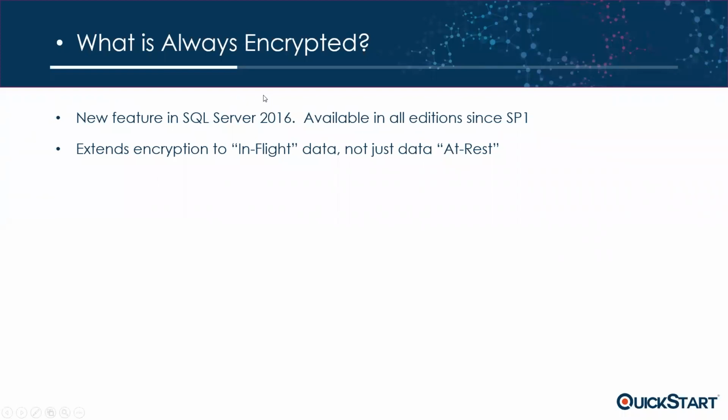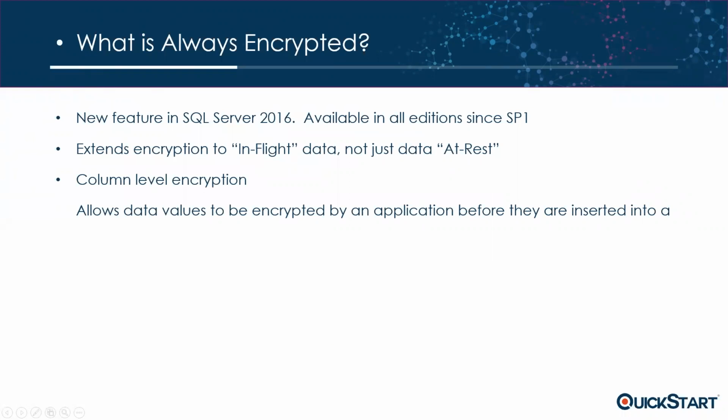Another thing is Always Encrypted extends encryption to in-flight data, not just data at rest, which means ongoing. And what happens in Always Encrypted is that if you're talking about a table and you are concerned about one of the columns, which you feel is very secure, like my social security or my credit card numbers from my clients, and nobody should be seeing it, then why do we need to encrypt the whole database?